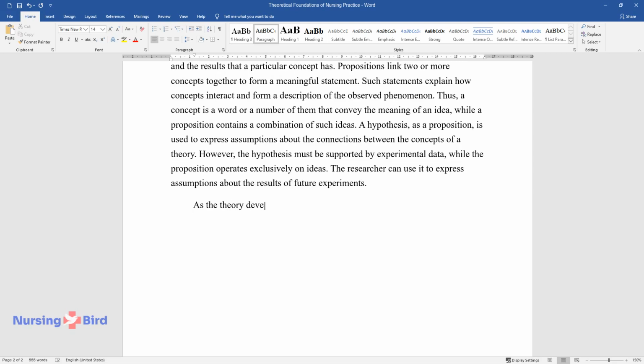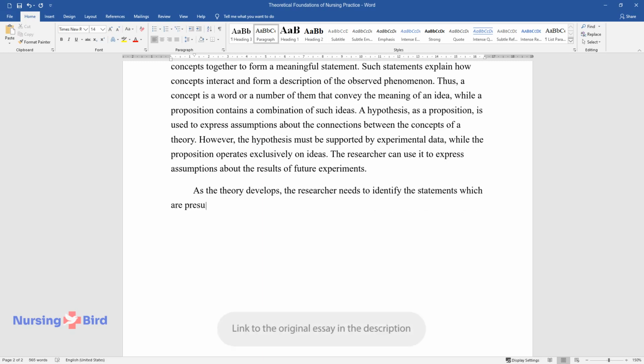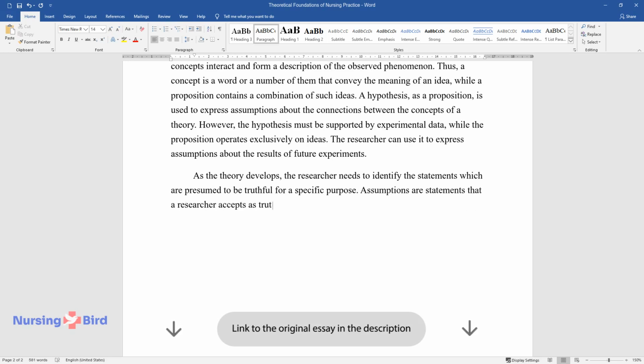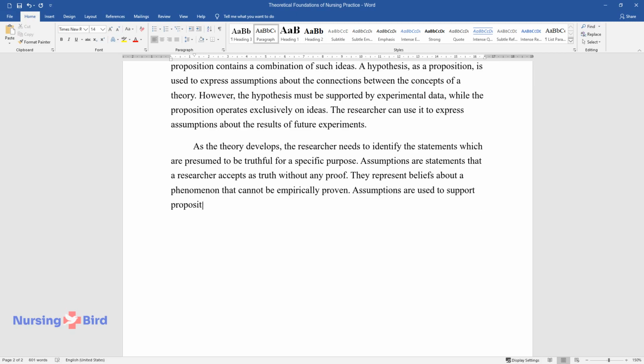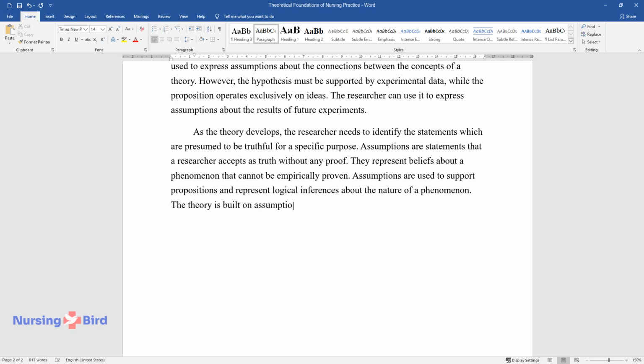As the theory develops, the researcher needs to identify the statements which are presumed to be truthful for a specific purpose. Assumptions are statements that a researcher accepts as truth without any proof. They represent beliefs about a phenomenon that cannot be empirically proven. Assumptions are used to support propositions and represent logical inferences about the nature of a phenomenon. The theory is built on assumptions that then guide the empirical research.